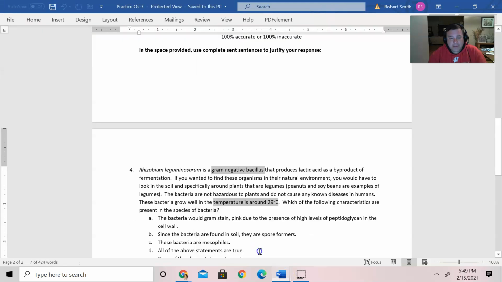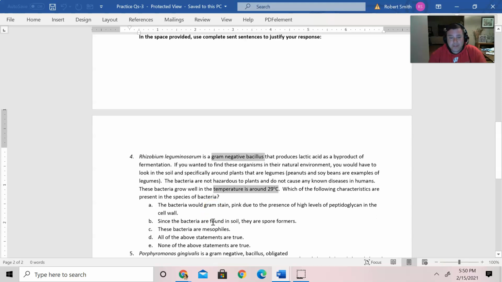So looking at the practice question here: the bacteria would gram stain pink due to the presence of high levels of peptidoglycan in the cell wall. Letter A is a false statement. Gram-negative bacteria do stain pink, but it's actually because they don't have a lot of peptidoglycan. So remember, gram-positive, positive, purple, okay? And that means they have a lot of peptidoglycan. So this one right here is a false statement, all right?